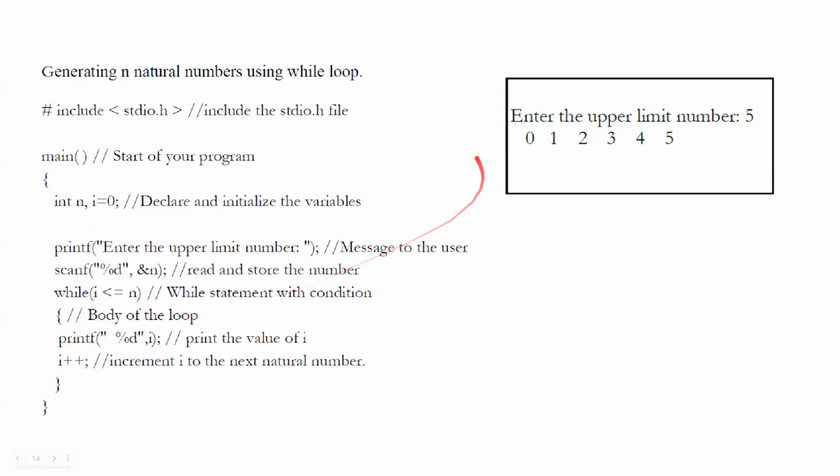So for example, in this case, this one is to generate n natural numbers. You scan the number n, read and store the number. Or you can also write right here, define n equals something, and that will be considered a constant. And then you printf.